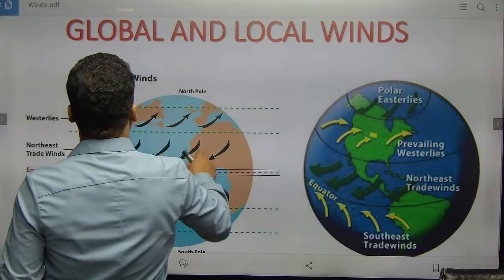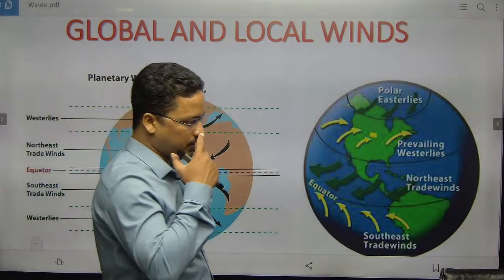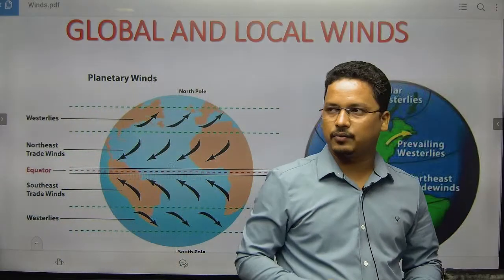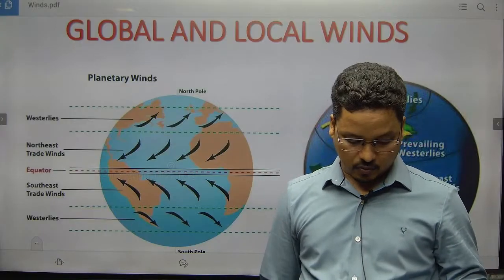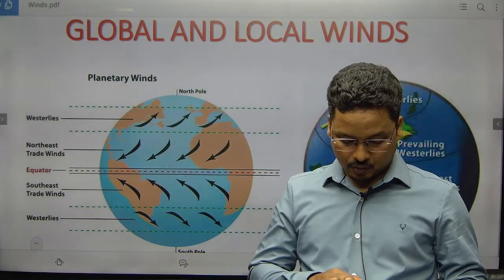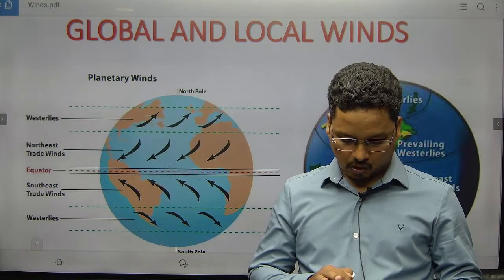Now, see, here is the global wind. First we will talk about what exactly the wind is. So wind is a form of energy which blows horizontally, right?